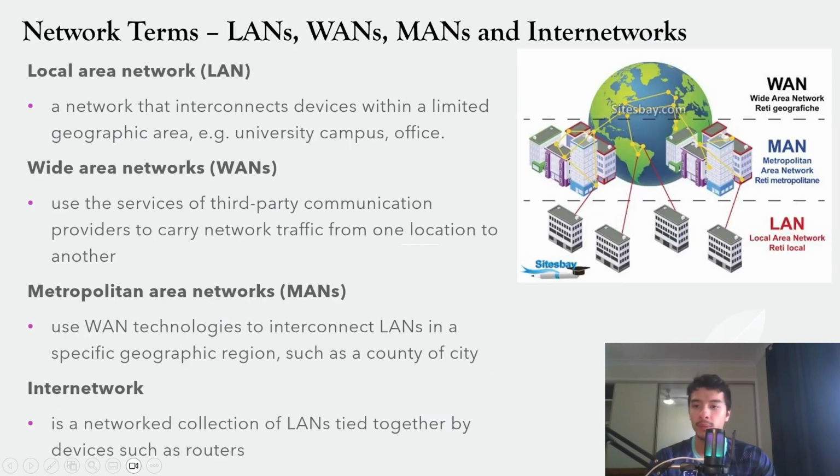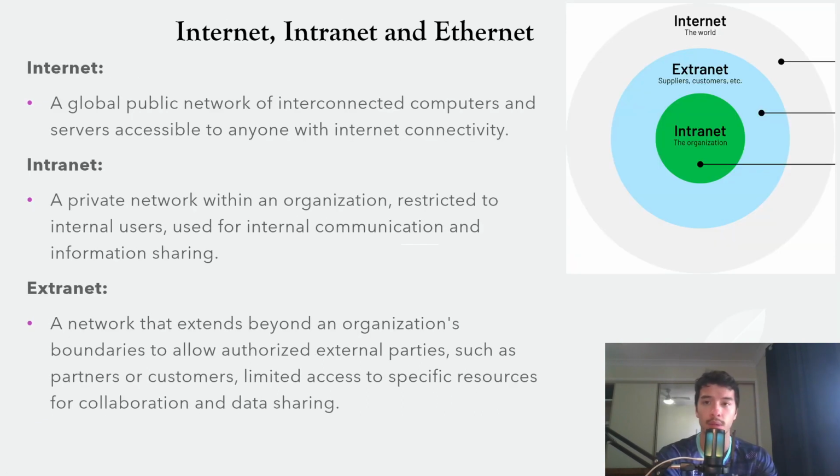Let's go back. So, an internetwork is a networked collection of LANs tied together by devices such as routers, okay? Now, we'll go into all that stuff later, but let's go to the next one. So, the internet, intranet, and extranet, okay? The internet is a global public network of interconnected computers and servers accessible to anyone with internet connectivity. So the internet is like everything. It encompasses the information and the accessibility of pretty much everything.